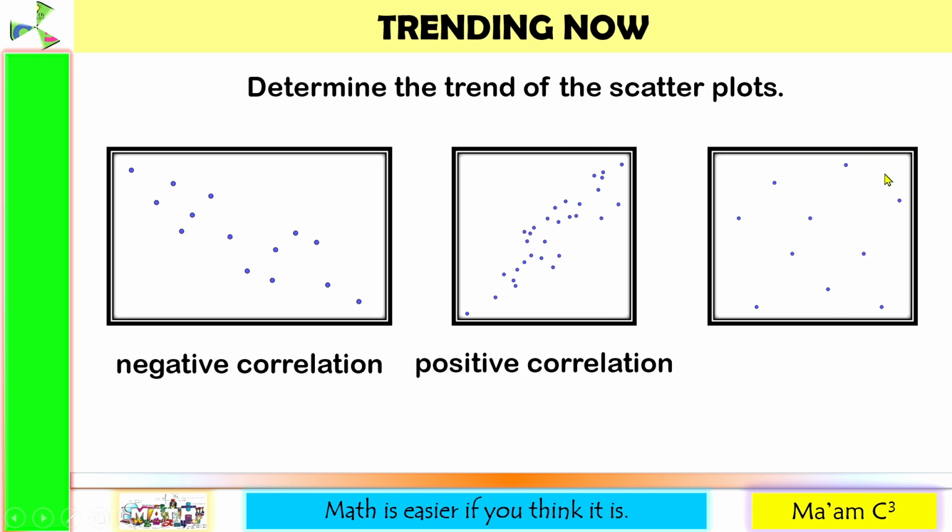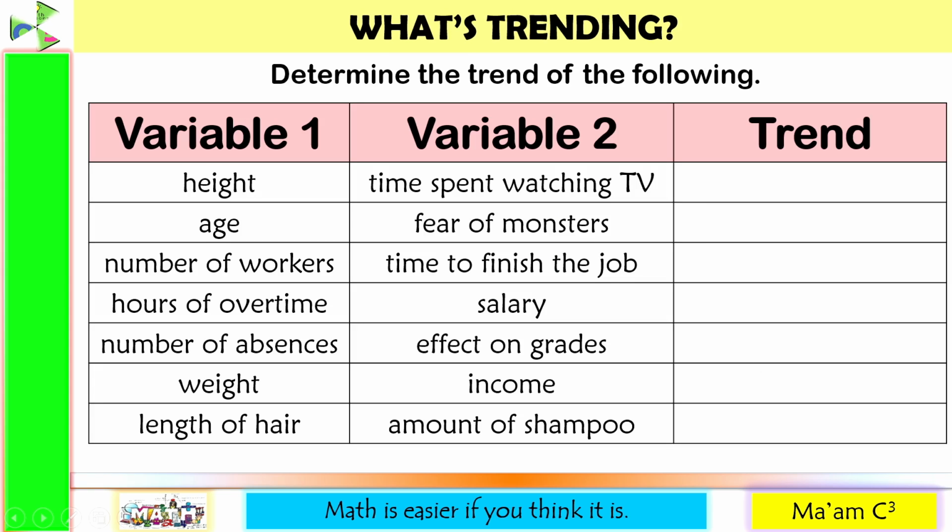And since the points are scattered or spread out, then we have no correlation here. Another activity, what's trending? Determine the trend of the following. Column 1 is for variable 1, column 2 is for variable 2. Now, is there a correlation between height and time spent watching TV? I don't think so. So we have here no correlation.